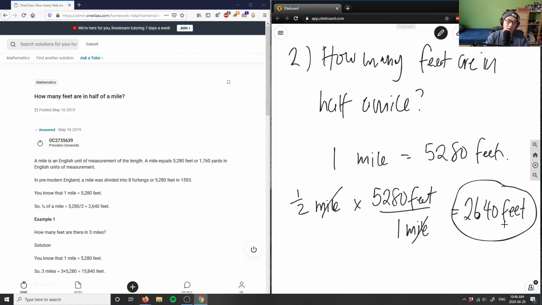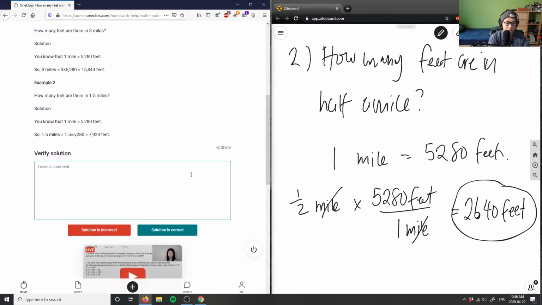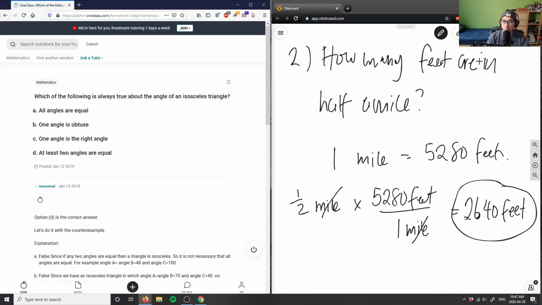2,640 feet are in half a mile, and they got this solution correct. They simply just divided by two. That's good as well. Solution is correct. Good analysis here. That's number two. And finally, number three.